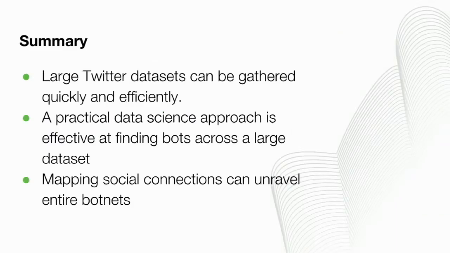And in summary, large Twitter data sets can be gathered very quickly and efficiently if you're efficient with how you use the API requests that you're given. Then you can take this data set and apply a very practical data science approach to accurately find bots within it. Then you can take these bots and start unraveling entire botnets, figuring out how they're organized, how they're structured, and how they work together.